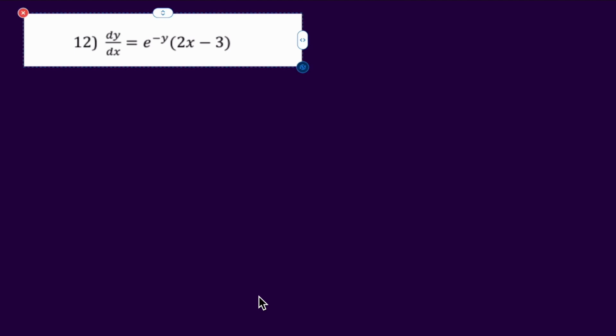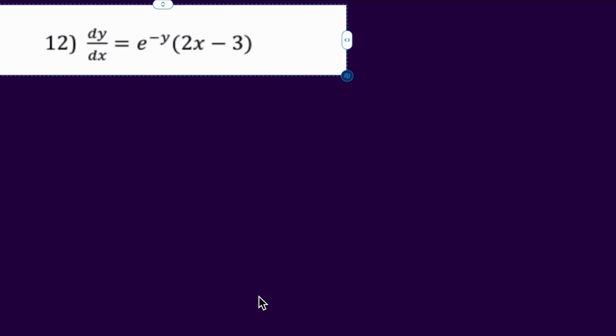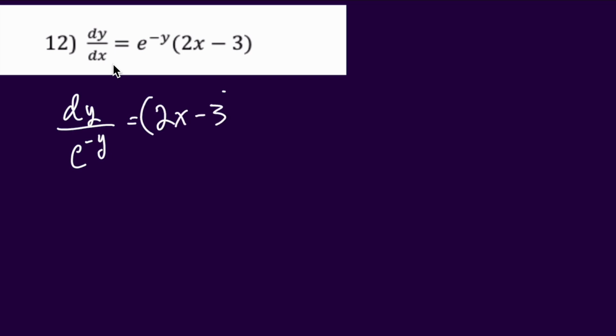Next, we have dy/dx equals e to the negative y times 2x minus 3. So because the dy is on top, we're going to be solving for y if it is reasonable. Okay, so let's multiply both sides by dx and divide by e to the negative y. So we're going to have e to the negative y on the bottom here, and we're going to have 2x minus 3 times dx on the right.